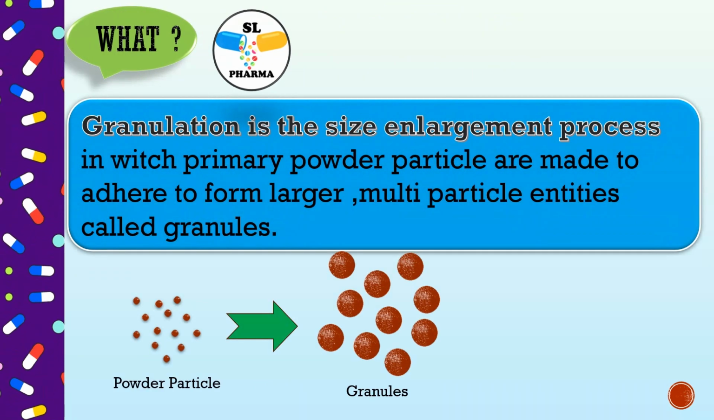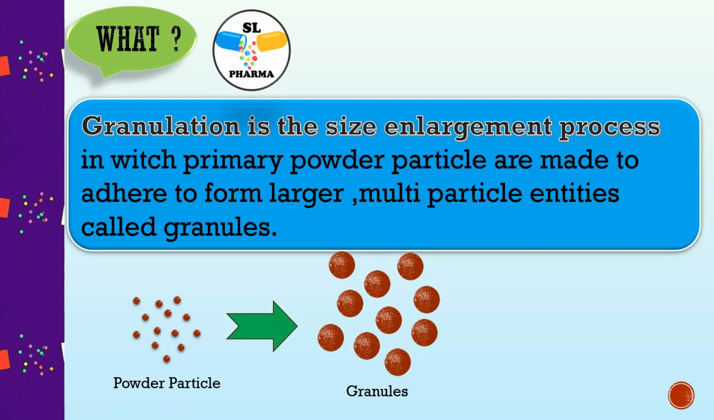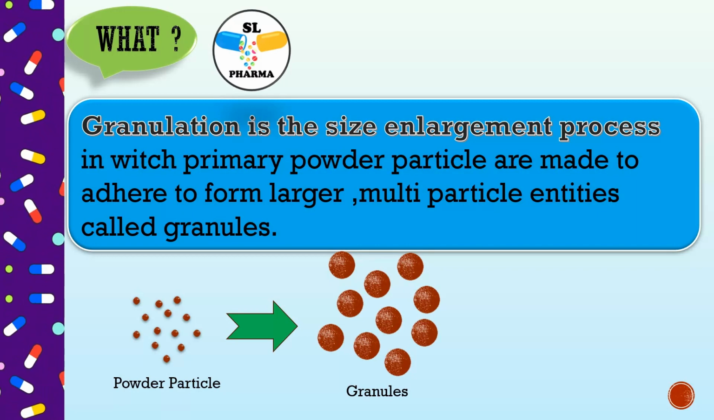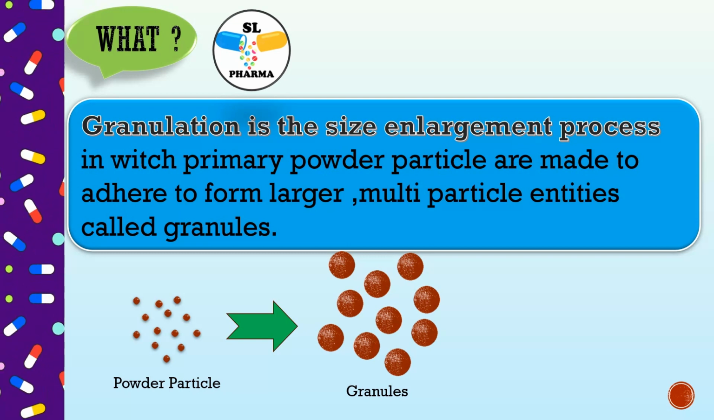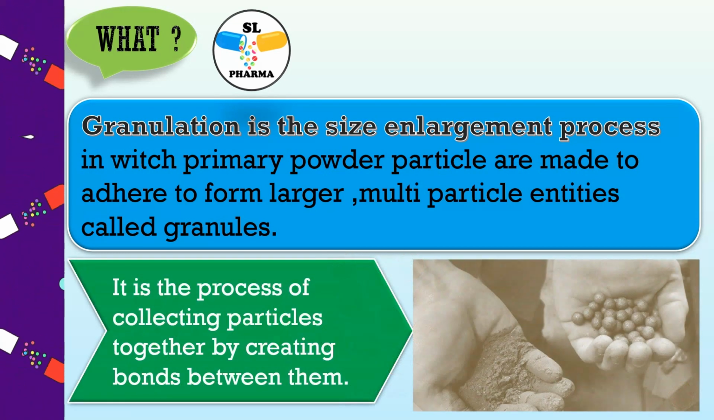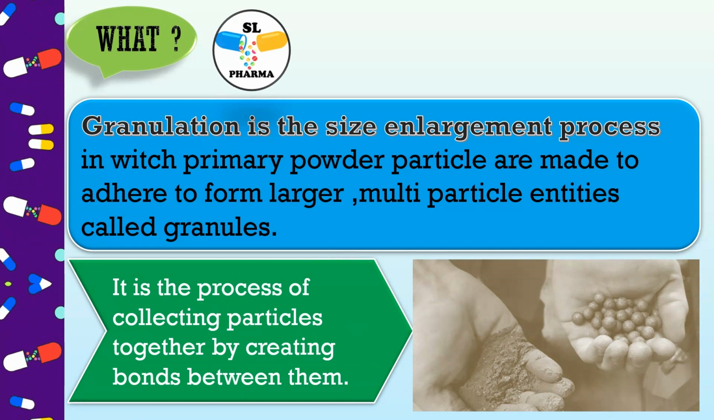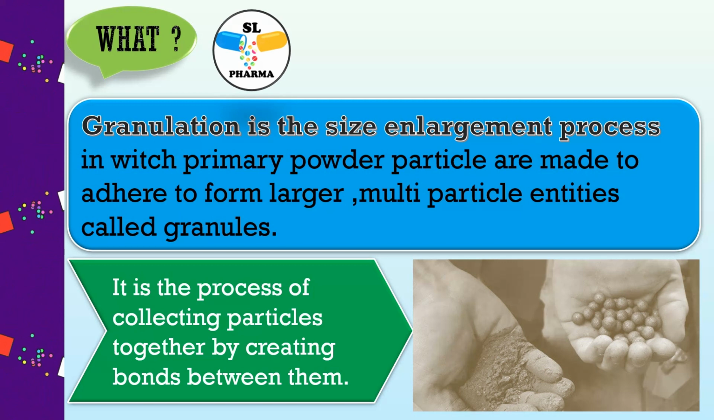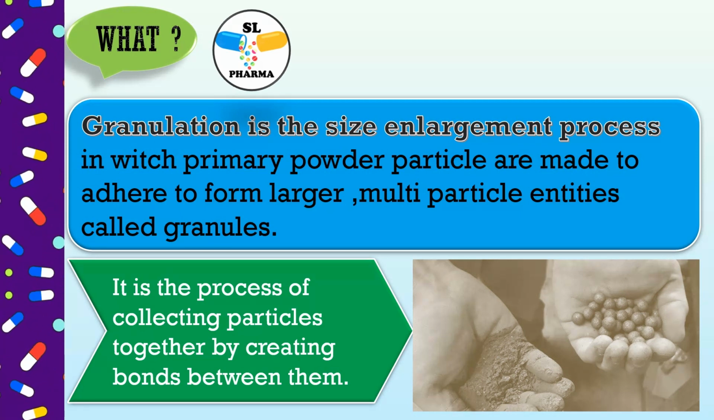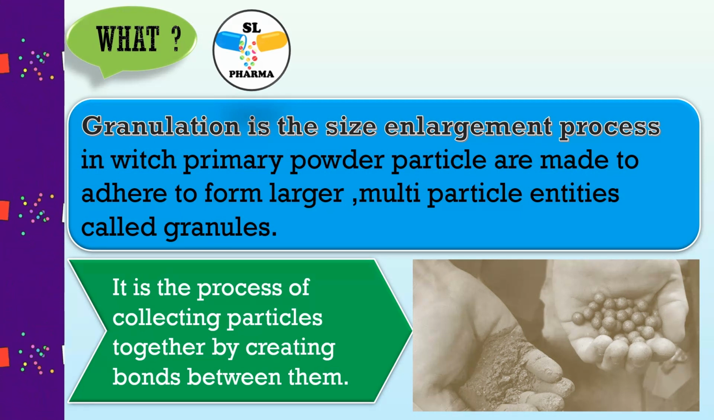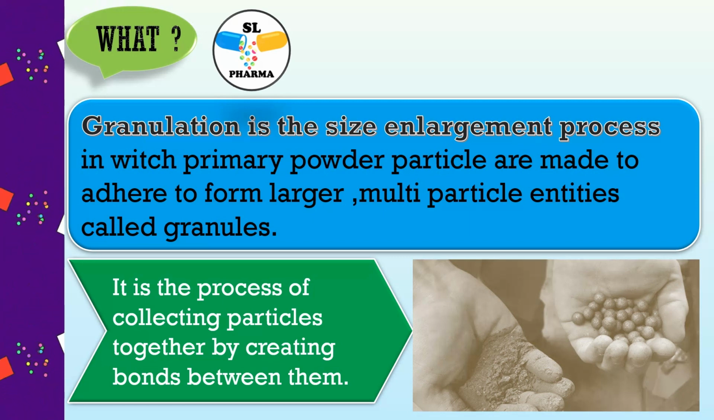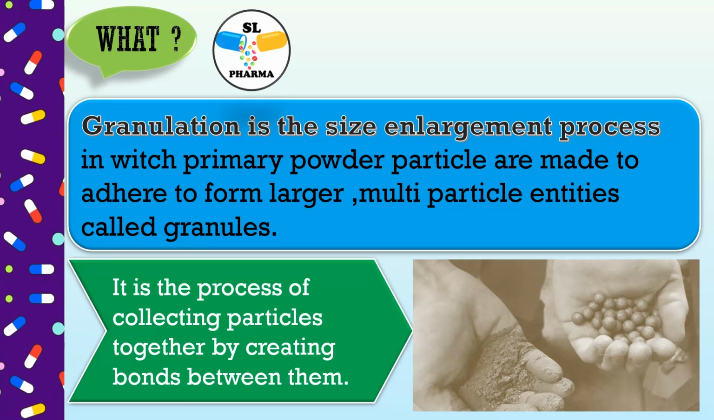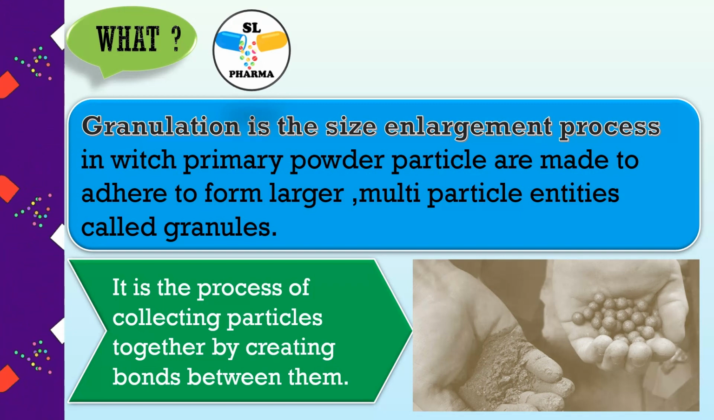Granulation is the size enlargement process in which primary powder particles are made to adhere to form larger, multi-particle entities called granules. Granulation, a technique of particle enlargement by agglomeration, is one of the most significant unit operations in the production of pharmaceutical dosage forms, mostly tablets and capsules. During the granulation process, small fine or coarse particles are converted into large agglomerates called granules.